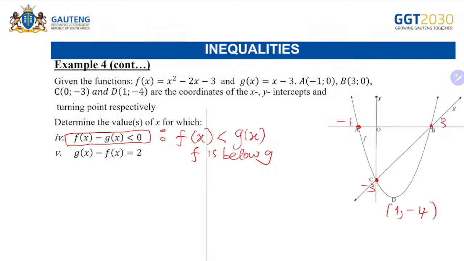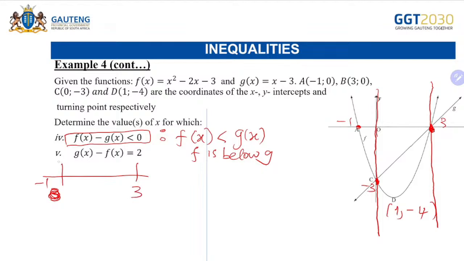Now when you want to compare functions, I will always recommend that you draw vertical lines where they intersect. So the graphs intersect here. I'm going to draw a vertical line. The graphs intersect here as well. I'm going to draw a vertical line. So what do you see now? My vertical lines that I've drawn are at what? -3, and it's at -1 and 3. Both of them are not included. So I have my boundaries where the graphs are intersecting.